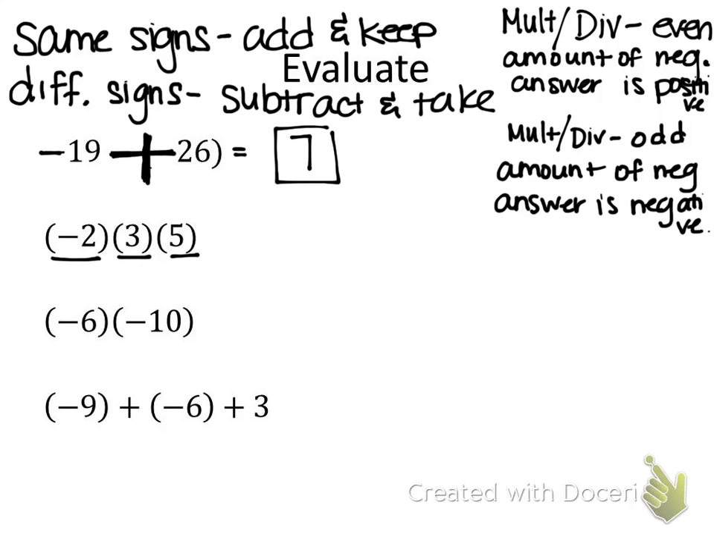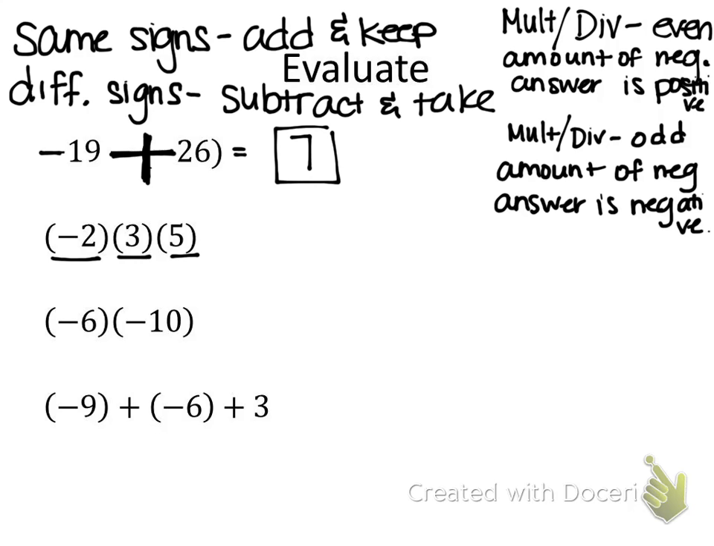Okay, so I need to multiply these 3 numbers together because they all have parentheses around them. So I look at my 2 rules for multiplication. If there's an even amount of negative signs, my answer is positive. If there's an odd amount of negative signs, my answer is negative. Okay? Count up my negative signs. How many do I have?